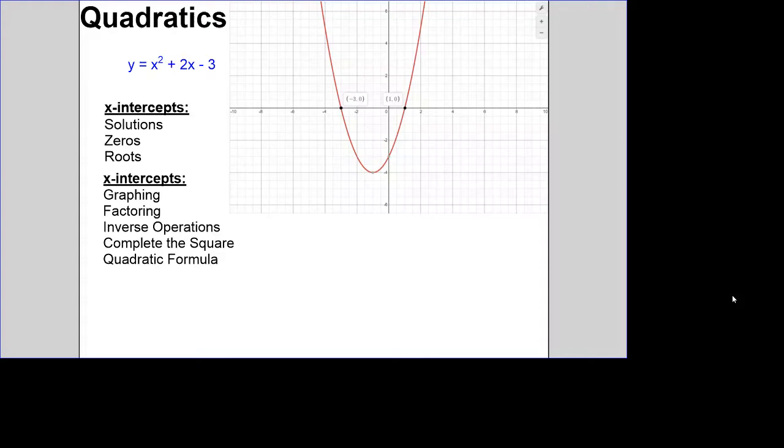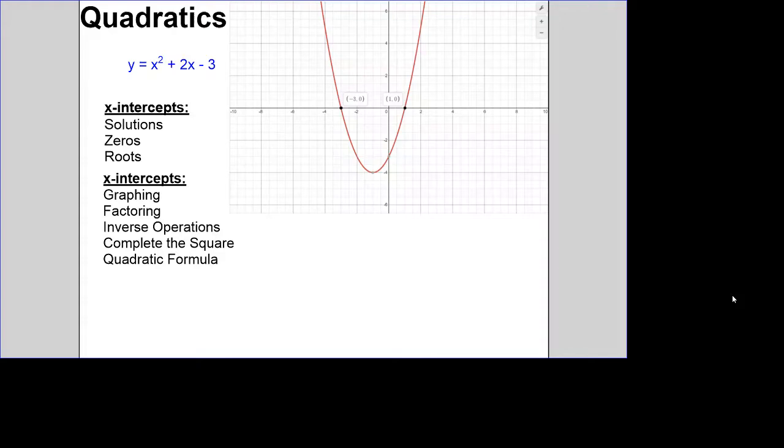Remember that x-intercepts have some synonyms. They're also the solutions. So if you're asked to solve a quadratic, you're solving for the x-intercepts. They're often referred to as zeros, hence this week's assignment called quadratic zeros. What we're looking for are the x-intercepts. And they're also called the roots. Now, hopefully from what I just showed you with inverse operations, you understand why they're called roots, because with inverse operations, you take the square root of both sides, and they end up being the roots of the problem.